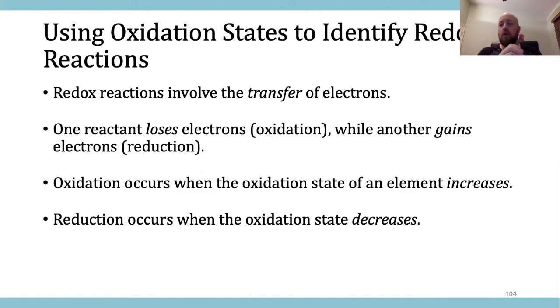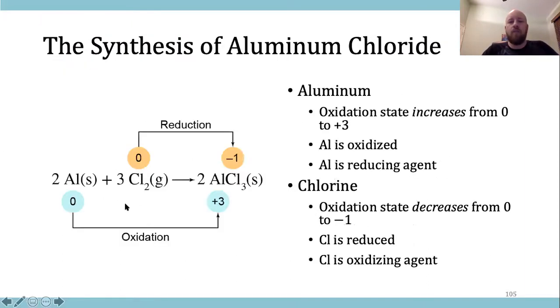So LEO says GER. Usually the little graphic is a little lion with the GER above his head. It's a way to memorize what's going on for oxidation and reduction. The other one is OIL RIG. Oxidation is loss of electrons, reduction is gain. Those are two ways that people memorize what is going on for oxidation and reduction.